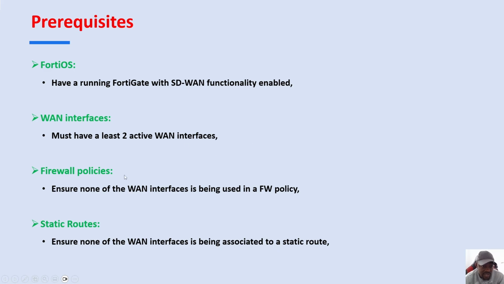Talking about firewall policies, you need to make sure that the WAN interfaces that will be taking part in the SD-WAN are not actually being used in any firewall policy. And also they are not being used or associated with any static route. So these are the prerequisites. The interfaces that you want to use for SD-WAN must not be part of any static route or any operating firewall policy. So that's it for prerequisites.